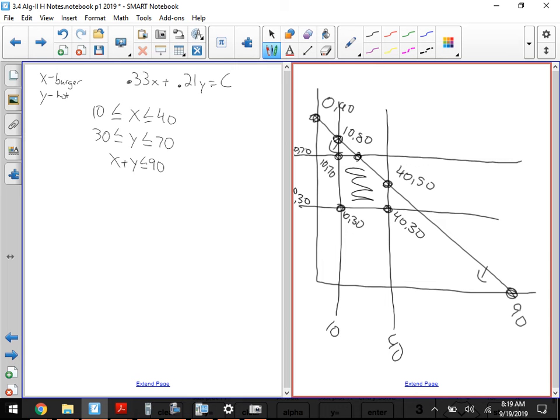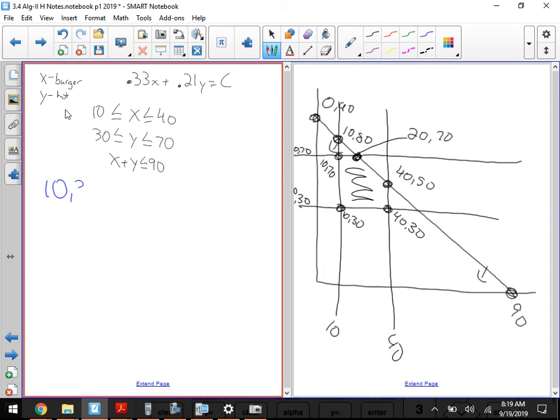And then the last point we have to find is this one here. The Y value is 70. 70 plus what is 90? 20. So our points: 10, 30; 40, 30; 40, 50; 20, 70; and 10, 70.